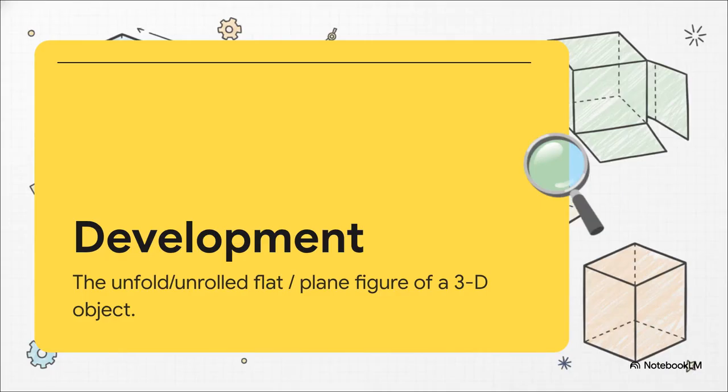So in engineering drawing, a development is defined pretty simply as the unfolded or unrolled flat plane figure of a 3D object. You're going to hear this referred to a lot as a flat pattern. Now, the absolutely crucial thing you have to grasp here is that this flat plane shows the true, exact size of every single area of the original object. And why is that so important? Well, think about the factory floor.